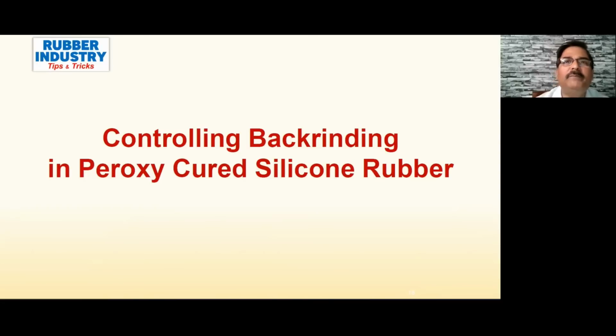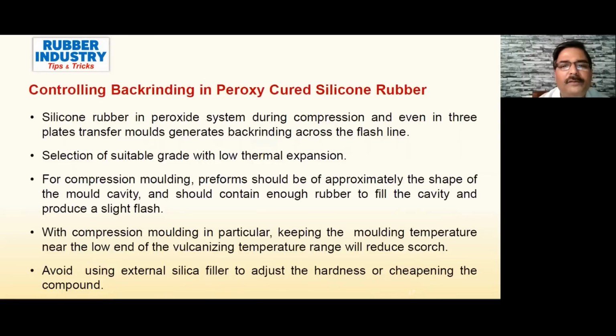If compression molding preforms are used, they should be heated, and they should be approximately the shape of the mold cavity and should contain enough rubber to fill the cavity and produce a slight flash. As I told, with compression molding in particular, keeping the molding temperature near the low end of the vulcanization temperature will reduce scorch.